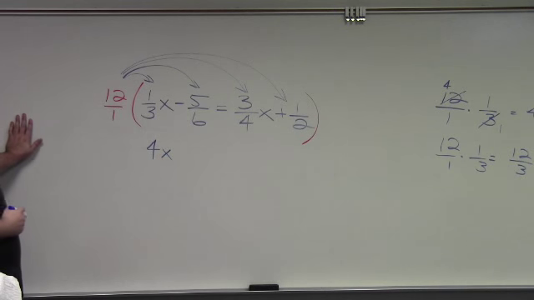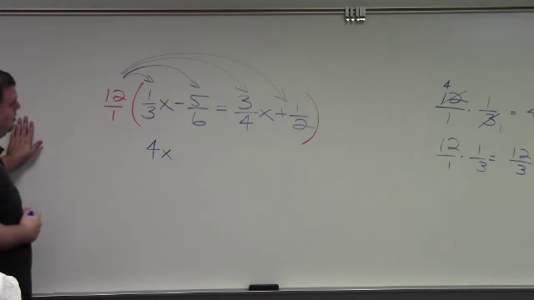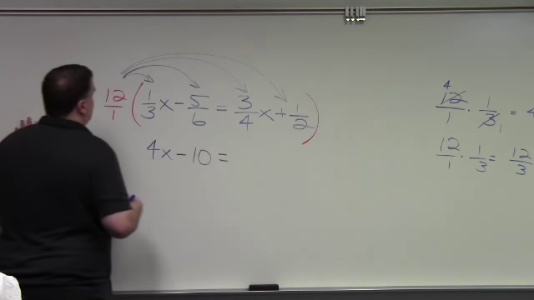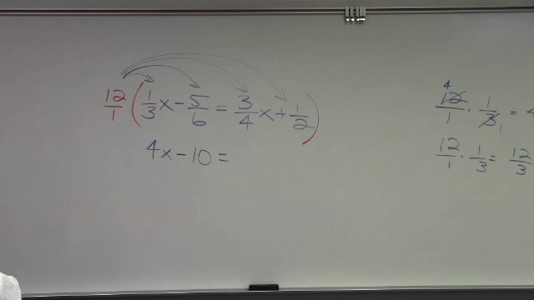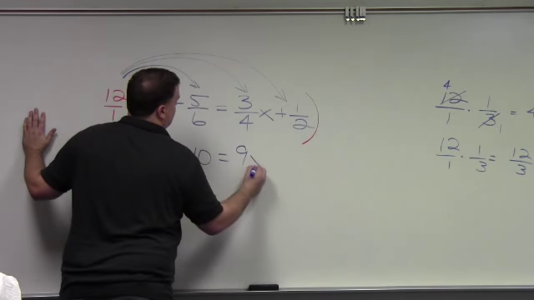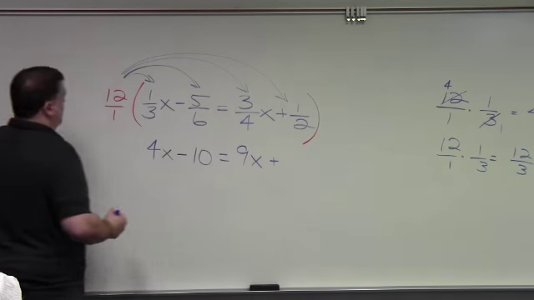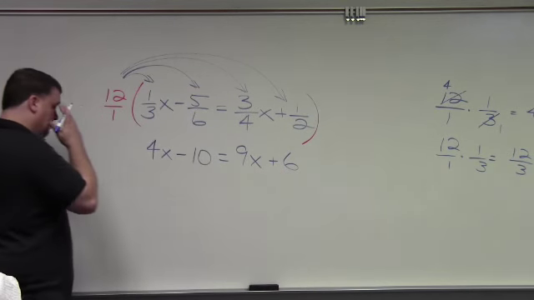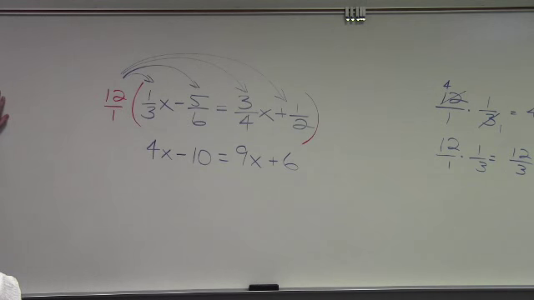Minus 5 over 6 times 12 gives minus 10. 12 over 1 times 3/4 gives 9x. And 12 over 1 times 1/2 is 6. That looks a whole lot better to deal with than the fractions, right? A lot easier to deal with.